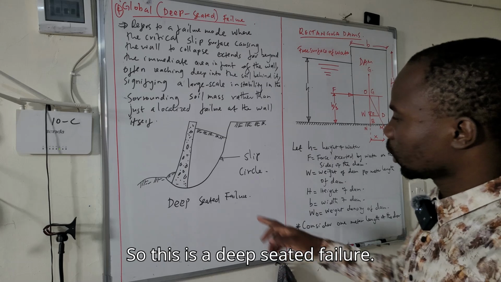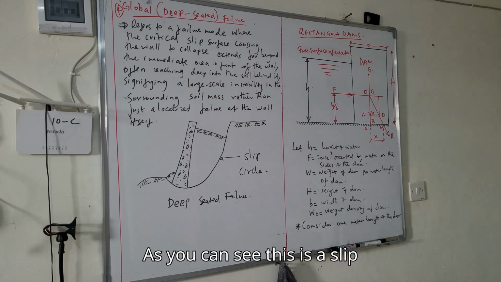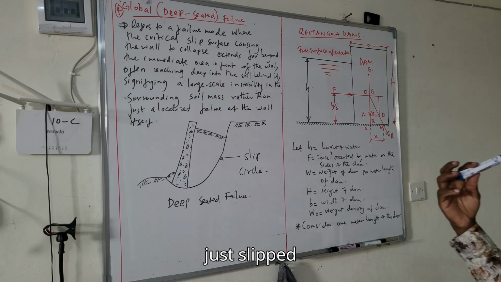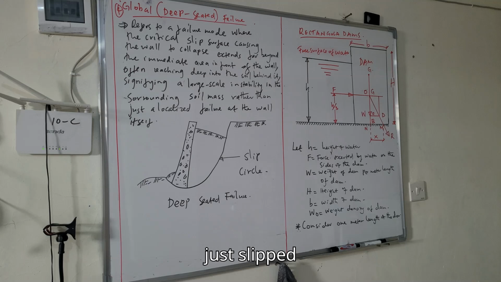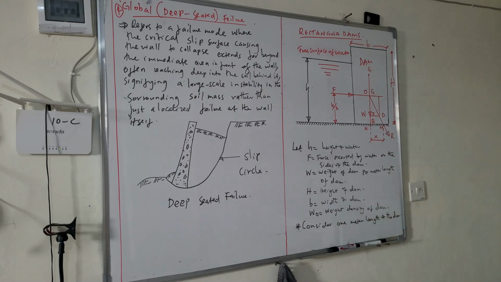So this is a deep-seated failure. As you can see, this is a slip circle. So this wall has just slipped back on the backfill of that soil.